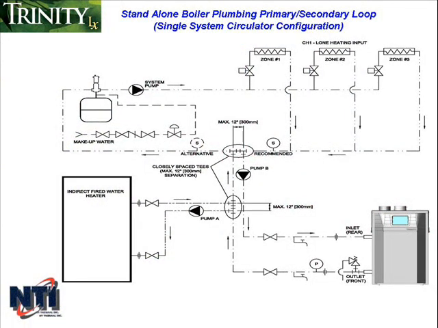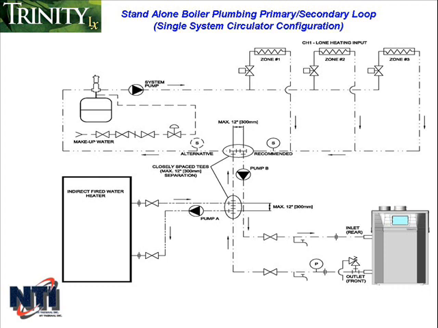This slide shows the piping layout for a standalone boiler application using a single system circulator configuration. This layout is typically used in applications zoned with zone valves versus zone circulators. The LX has the ability to power 3 different pumps, labeled Pump A, Pump B, and Pump C.